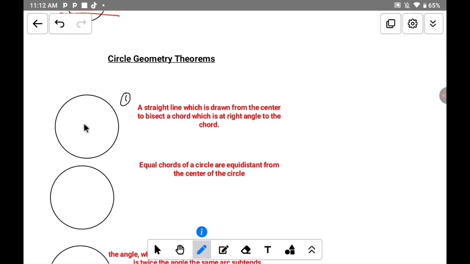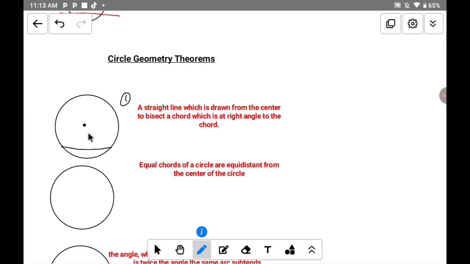So if we have a circle and this is the center of the circle, we have a chord here. I've explained what I mean by chord: any straight line that touches any two points of a circumference is a chord. So we have a chord here.